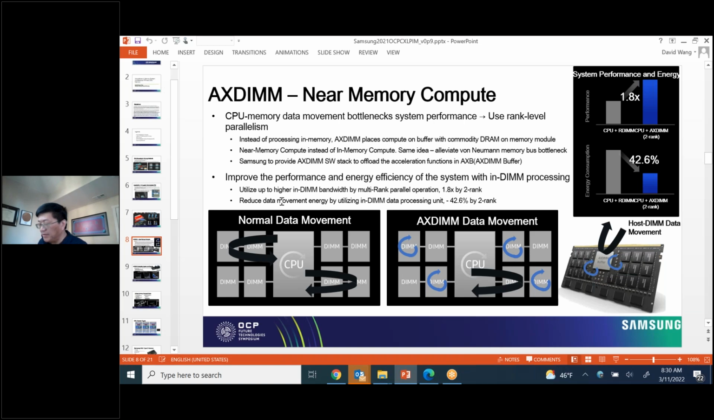And here the parallelism is rank level parallelism rather than bank level parallelism. The same commands are sent to multiple ranks of memory devices on a given module, and if you have multiple modules per channel, then these modules can operate in parallel as well. Again, it's the same concept. You're trying to alleviate the memory bus bottleneck, and the acceleration functionalities are placed into the buffer device on the memory module itself. Okay, so that's the same basic idea.